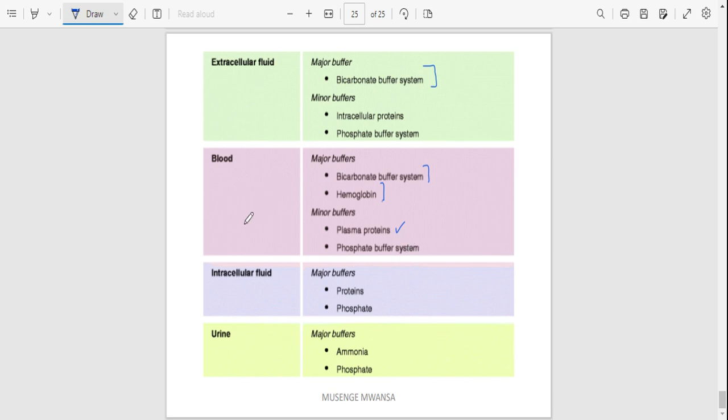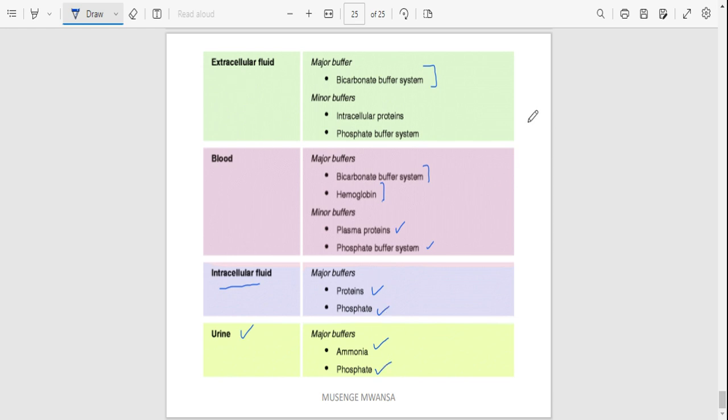because just inside the blood we have plasma, and then phosphate buffer systems. And then inside the cell, we already mentioned this. Inside the cell, I've got phosphate buffers and also protein buffers, because we've got a lot of proteins inside the cell. And then in the urine, we have ammonia buffers and phosphate buffers.